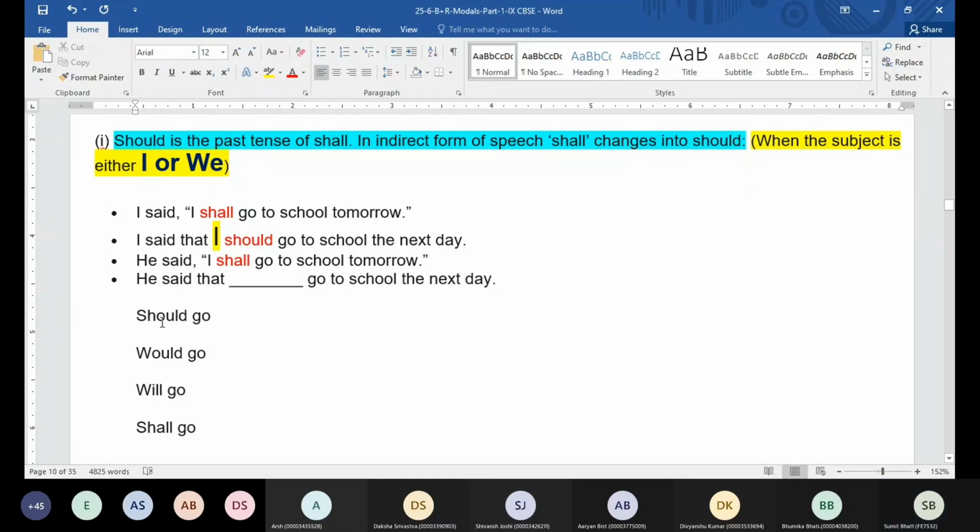Let me change the subject also. We have he should go, he would go, he will go, and he shall go. Which is the right answer here? We are doing the transformation, right? We have opened up the inverted commas. We are doing the indirect statement. This is the indirect statement. So what is going to be correct? He should go? Are we sure?